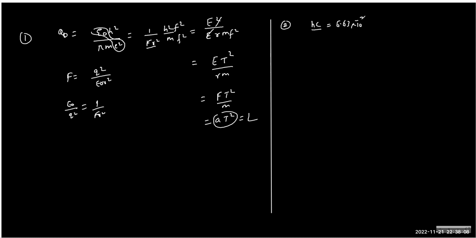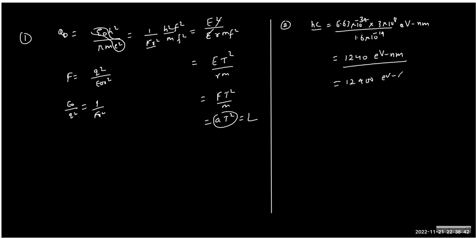It is given to you. It is basically 1240. You must remember the answer actually. So it is 1240 electron volt nanometer, or you can say 12,400 eV angstrom. Sometimes some books will use 375 also. So you can always do your calculation quickly if you already know certain values. Okay, so I think the third question is straightforward.